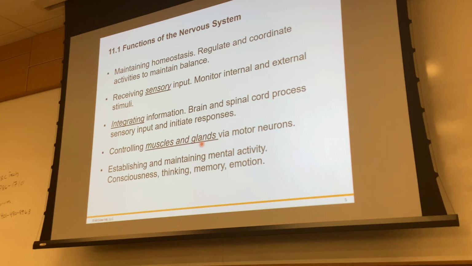These higher level systems that are also associated with the nervous system are things that we'll get to in Unit 5, associated with the brain, but we're going to just touch very lightly on those. In other words, mental activity, consciousness, thinking, memory, emotions. Those things are really beyond the scope of this class, and we'll talk a little bit about that when we get to Unit 5.